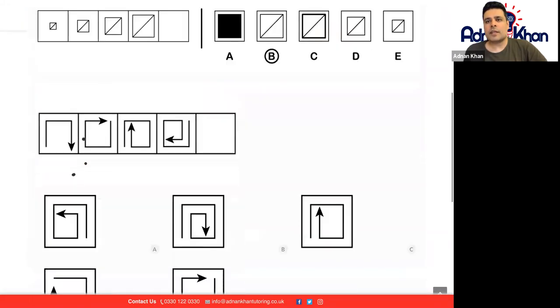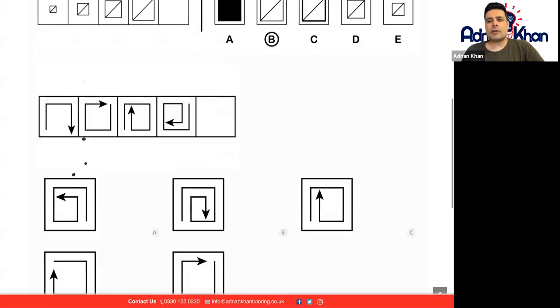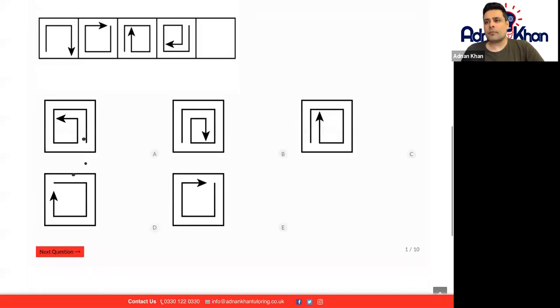Okay, so I kind of left the slightly easier one to the end. In the following question, there is a sequence of squares with one square left empty. Decide which of the 5 squares shown below completes the sequence. Sequence means one after another. It's like a pattern, and we have to decide which box goes where. Okay, so let's have a look at this one. And let's ask a few people to answer these questions as we go along.